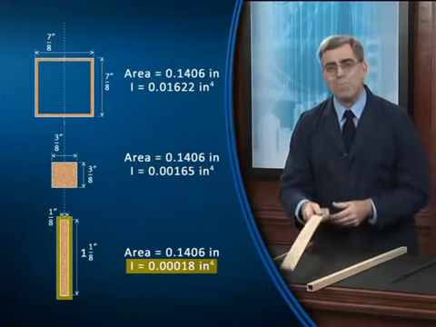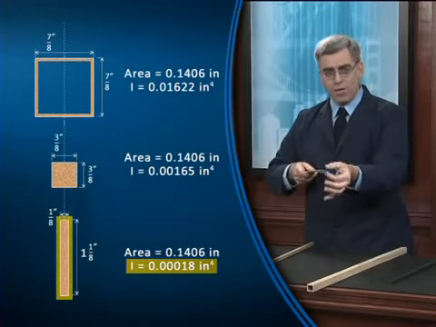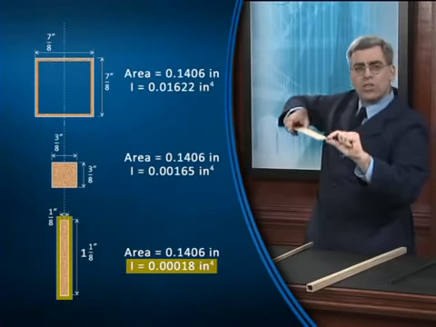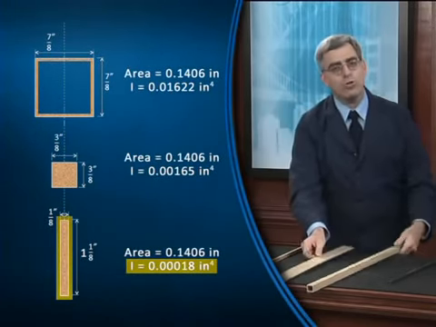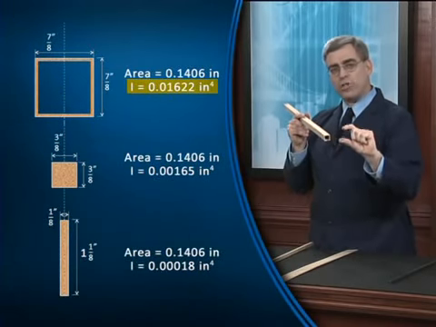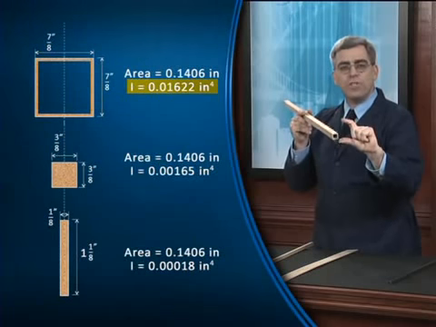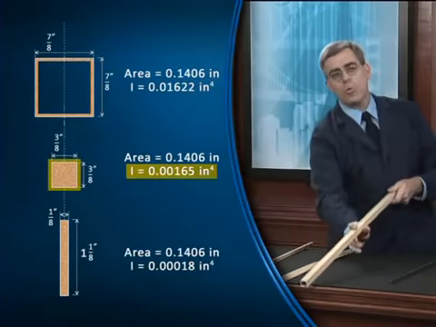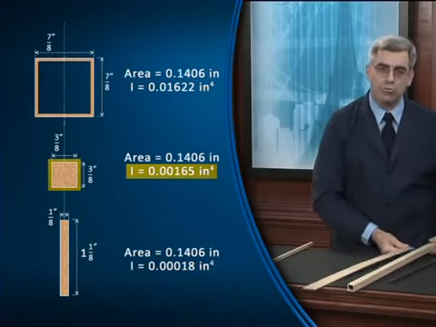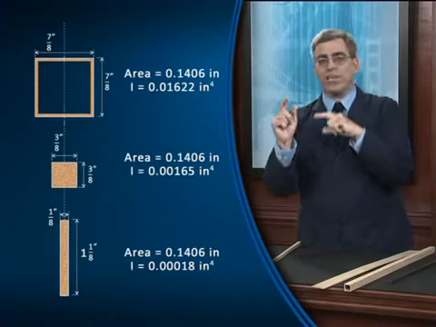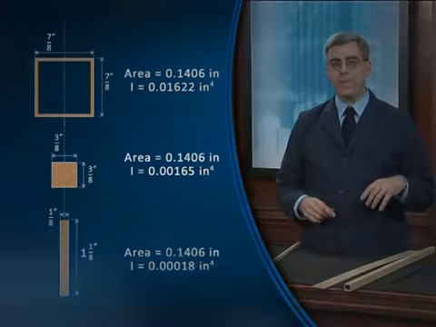Thus, this flat plate has by far the lowest moment of inertia because all of this material is concentrated very close to the axis of the member. The hollow tube, on the other hand, has a very high moment of inertia, at least relatively speaking, because most of the material is placed far away from the axis of the member. And of course, that solid square section falls between those 2 extremes. So based on these numbers, what's your prediction about the buckling strengths of these 3 columns?